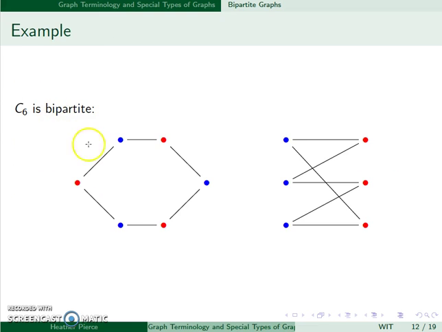So for example, C6 is bipartite. We can see here I color-coded the vertices. Blue vertices are one set, red vertices are the second set, and every edge connects a blue vertex to a red vertex. This graph on the right is the exact same graph, C6, except I redid it so that I grouped my blue vertices and my red vertices together. And here you can see more easily that my edges go from the first set to the second set.